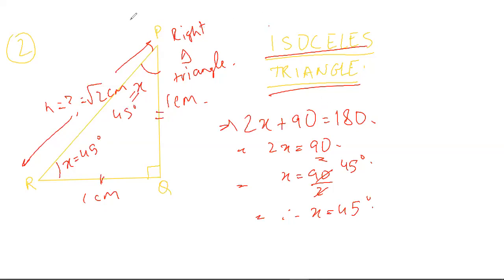The second magic triangle is complete, with our hypotenuse being root 2 centimeters, our base being 1 centimeter, perpendicular being 1 centimeter, a right angle triangle PQR, and our angles are 45 degrees. Angle PRQ is 45 degrees, angle RPQ is 45 degrees, and angle RQP is 90 degrees.